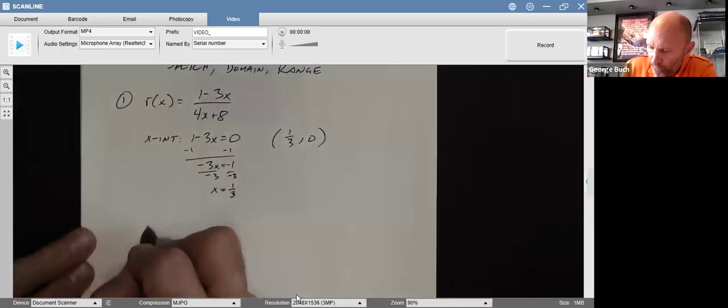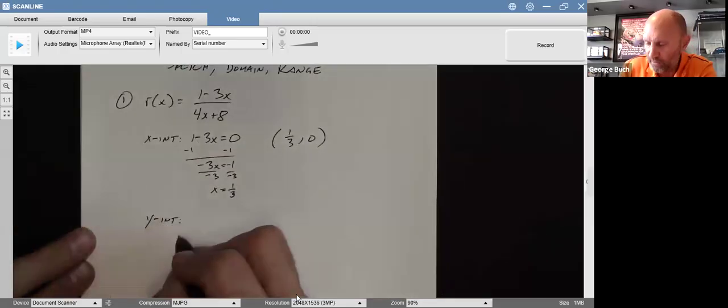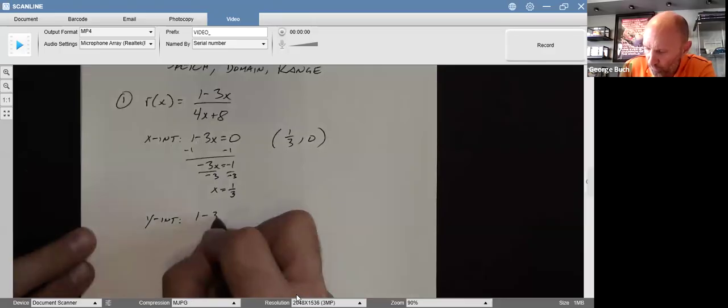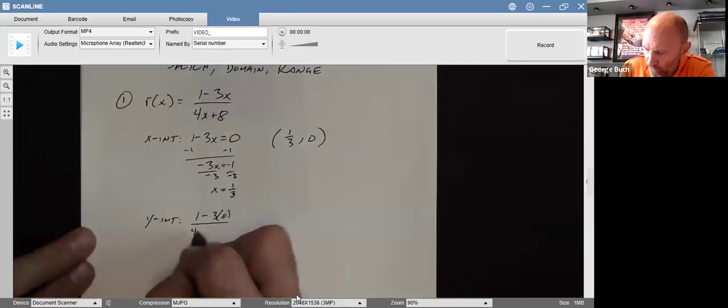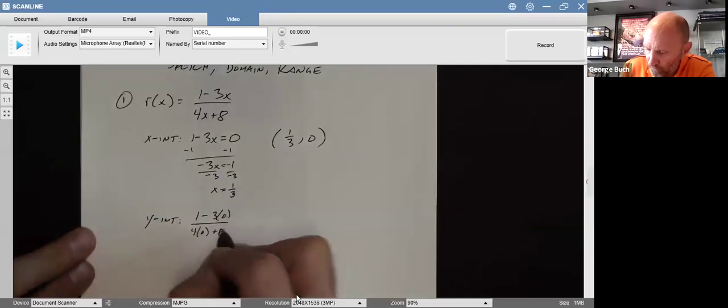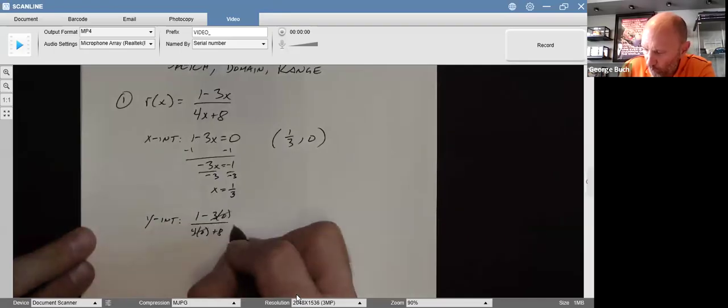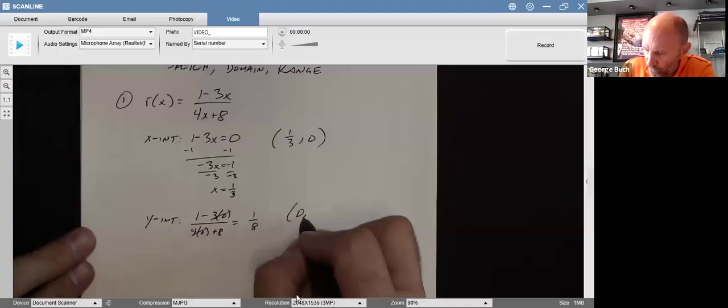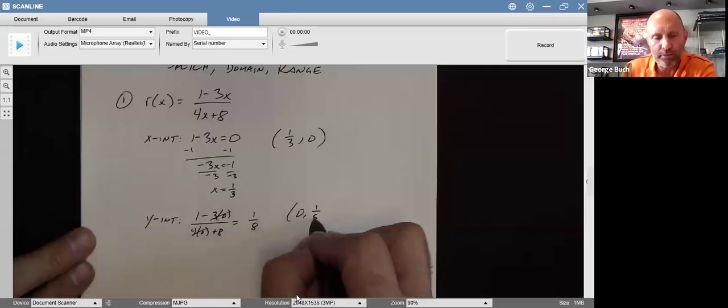For the y-intercept, we do what? We set x equal to 0. So 1 minus 3 times 0 over 4 times 0 plus 8. So these cancel out and I get 1 over 8. So my y-intercept is 0 and 1/8.